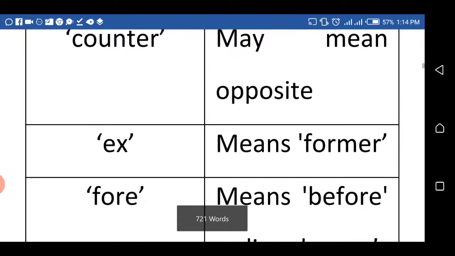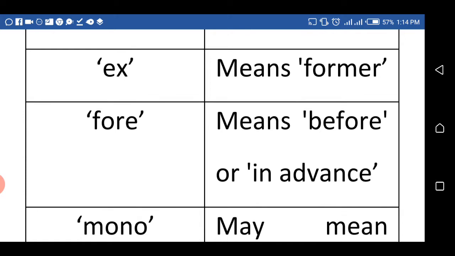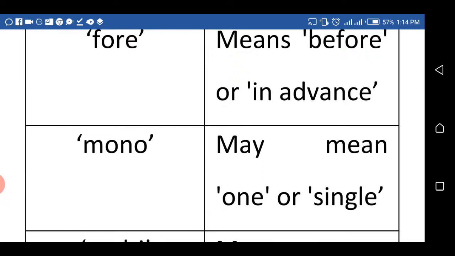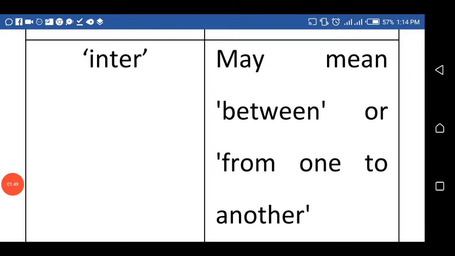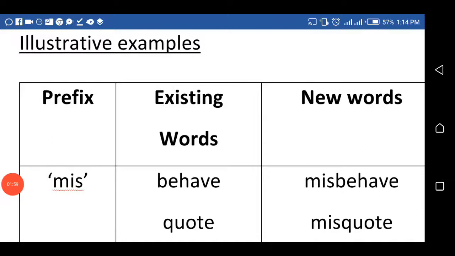For means before or in advance. Mono may mean one or single. Multi may mean more than one. Inter may mean between or from one to another. And post may mean after. Here are some illustrative examples to back up the explanation above.